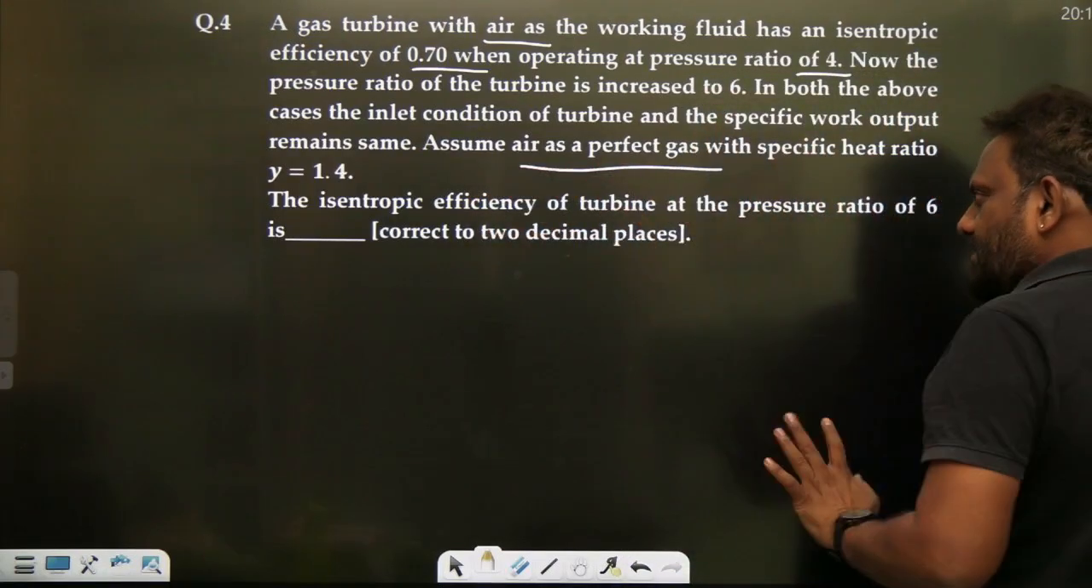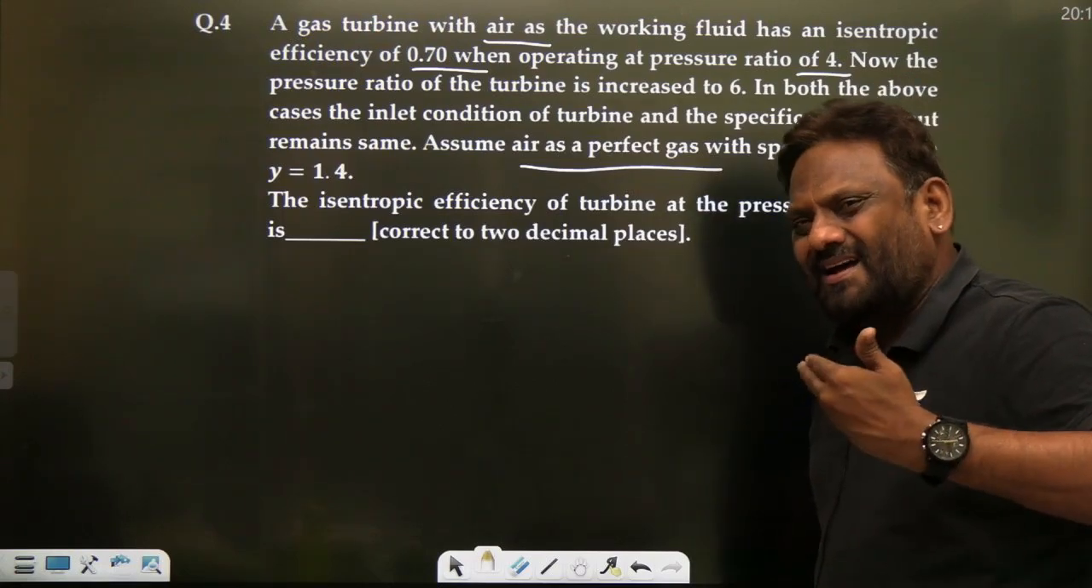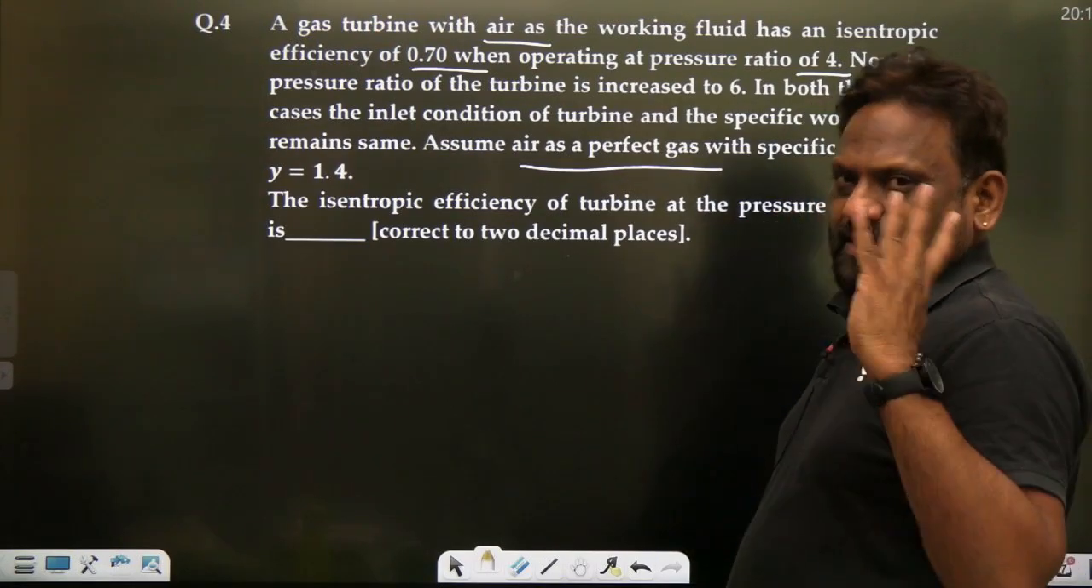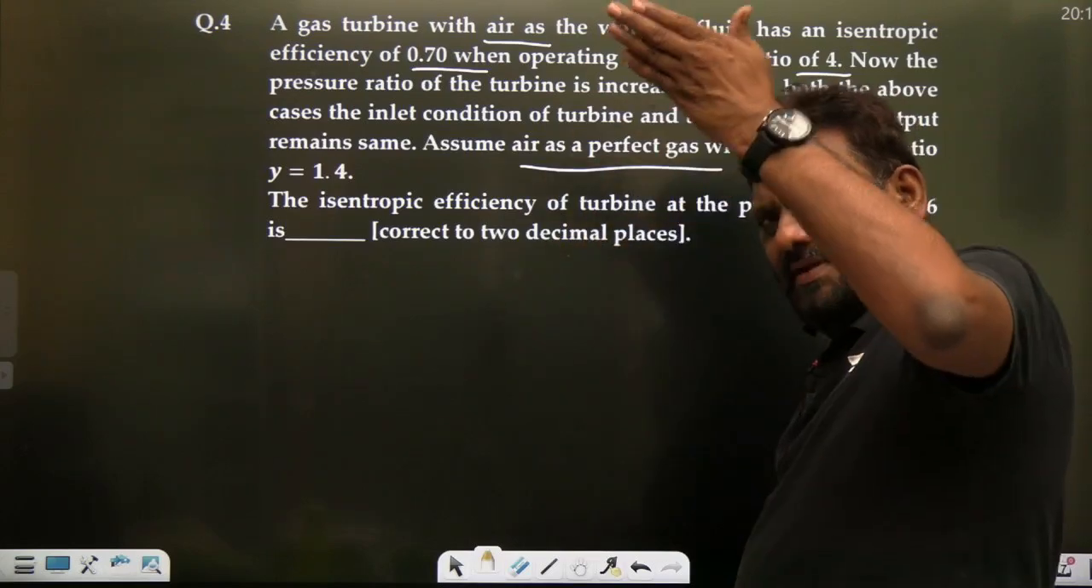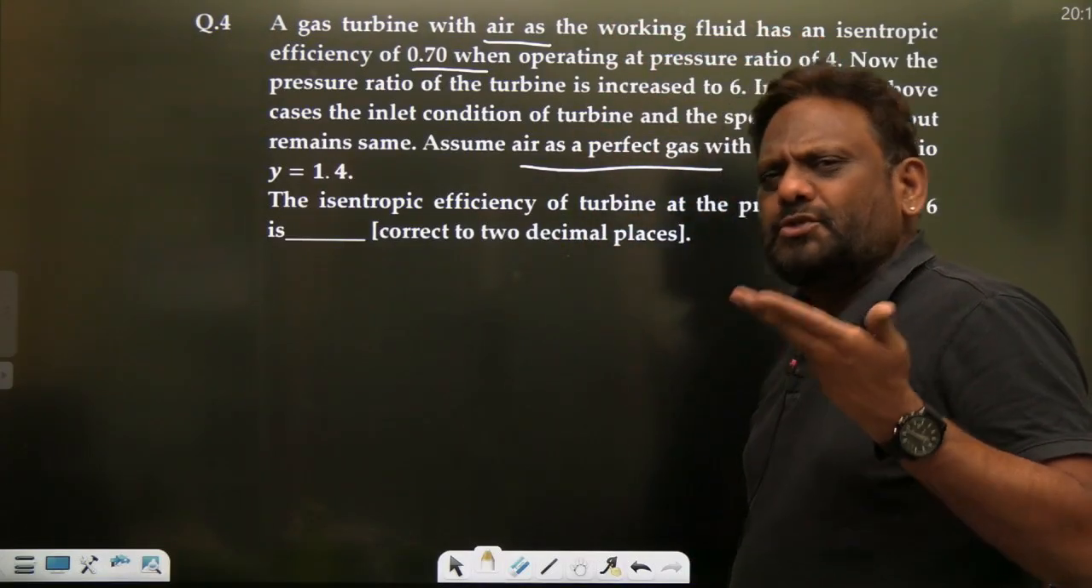Assuming air as a perfect gas, okay sir. What does perfect gas mean? The specific heats are not changing with respect to temperature. During expansion, temperature keeps on dropping, but over that range, the specific heat is assumed to be constant.